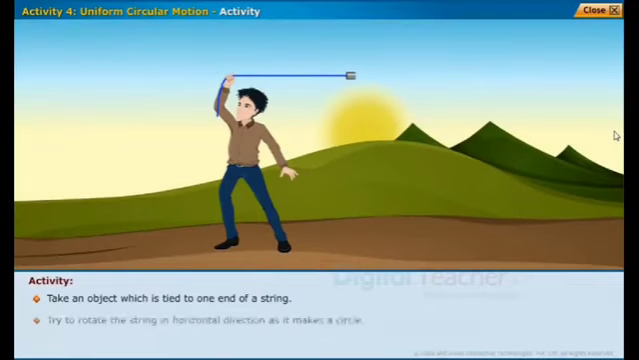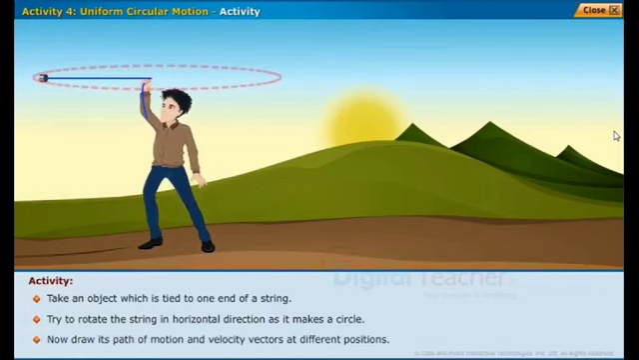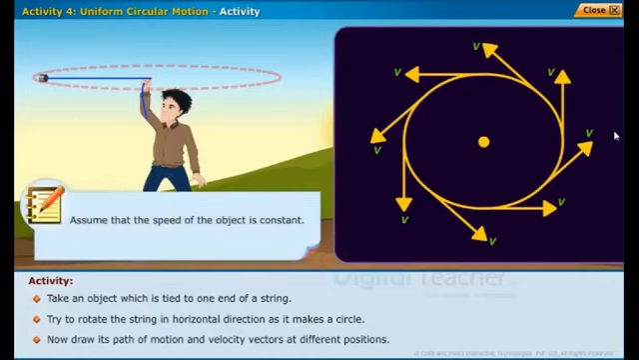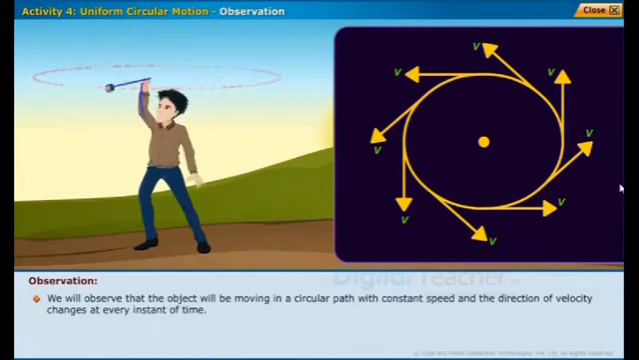Children, observe this example. Take an object which is tied to one end of a string. Try to rotate the string in a horizontal direction so that it makes a circle. Now draw its path of motion and the velocity vector at different points. Then observe the velocity of the object. From this, what do we observe? We will observe that the object moves in a circular path with constant speed, and the direction of velocity changes at every instant of time.